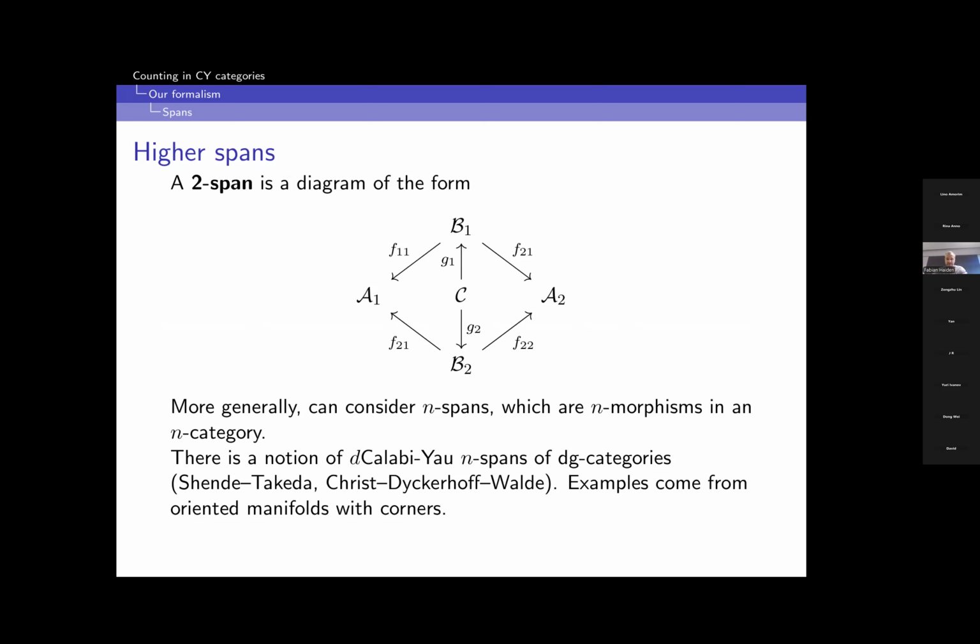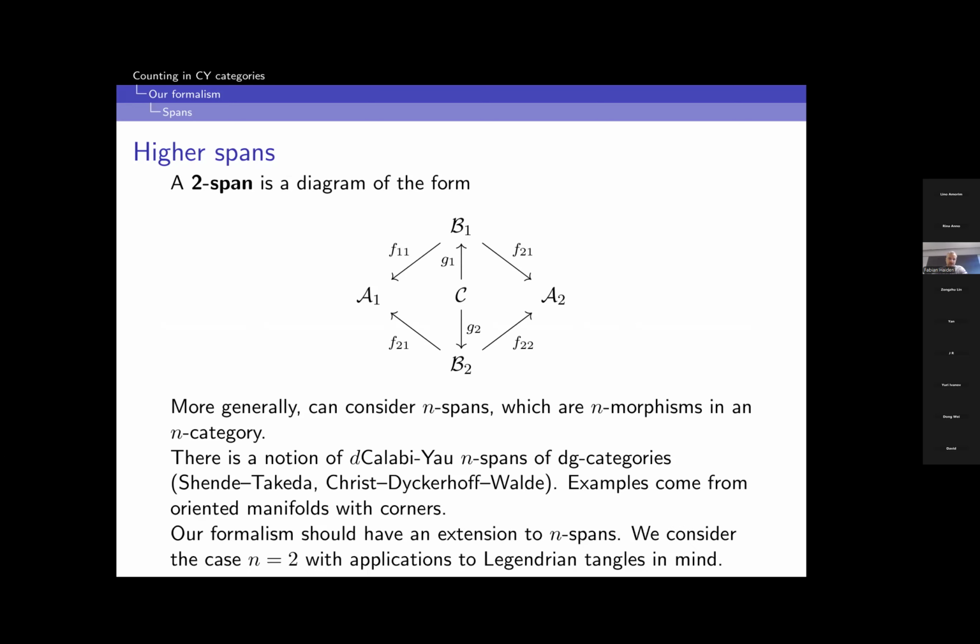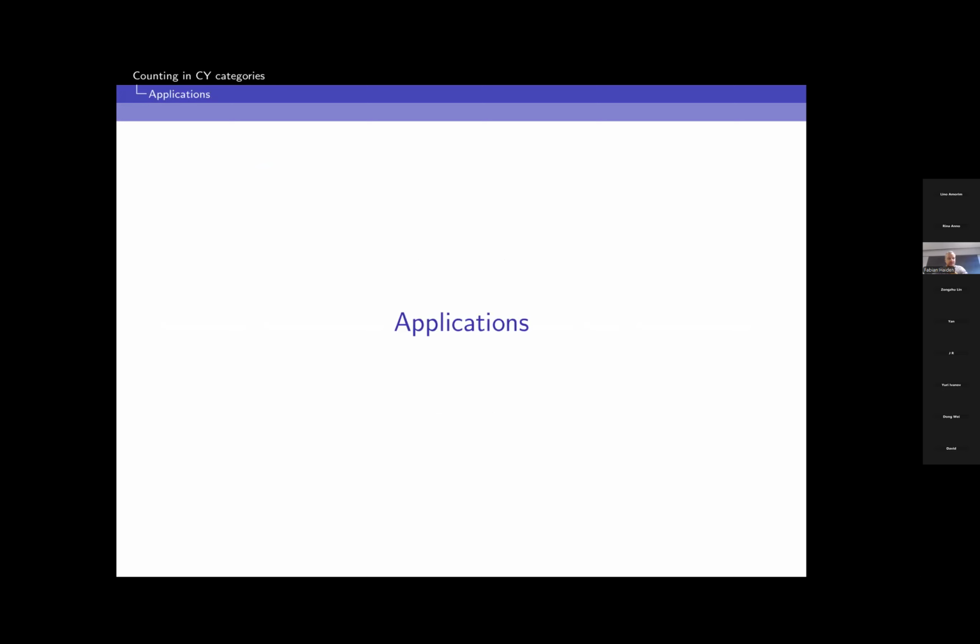Okay. Good. Yeah. Super. So these things are quite natural, and we don't really develop all this. Everything that we do for one spans should generalize to n spans, but we don't really do that in the paper. Except we do a little bit of two spans because we need that for knot theory, it turns out. So a Legendrian tangle will give us a two span. Yeah, that's a remark.